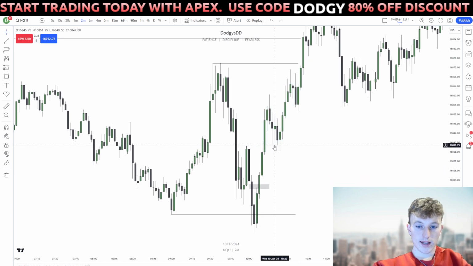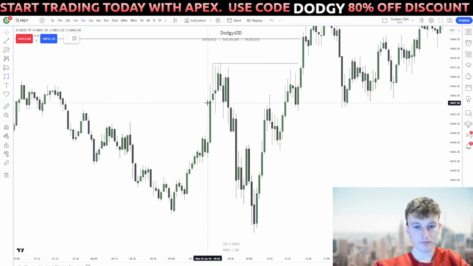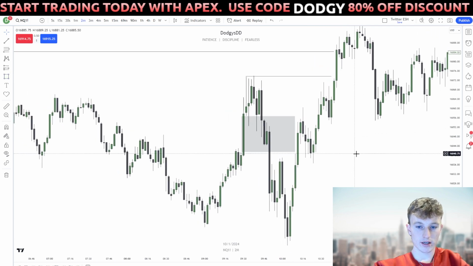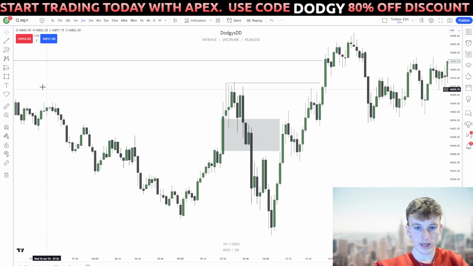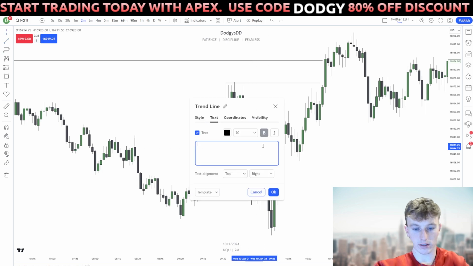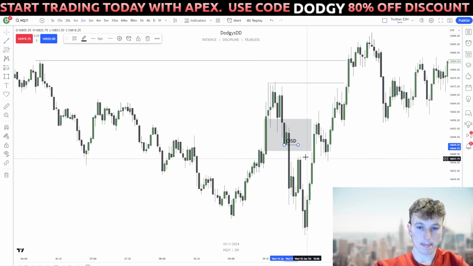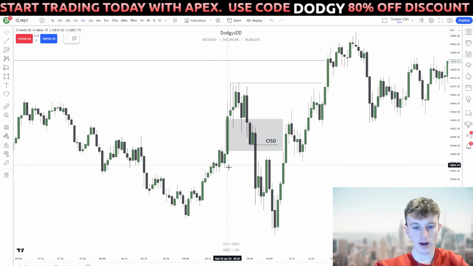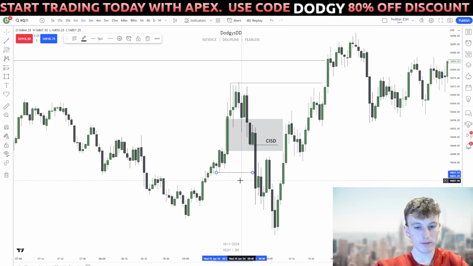The third one did actually not provide an entry. The third one is right here. The reason why this is good is because it's a singular fair value gap already on the 2-minute time frame. We got an order block inside of it. This is our CISD when we close beneath it. We had a guaranteed target, which was these equal lows. Obviously not guaranteed, but extremely high probability.